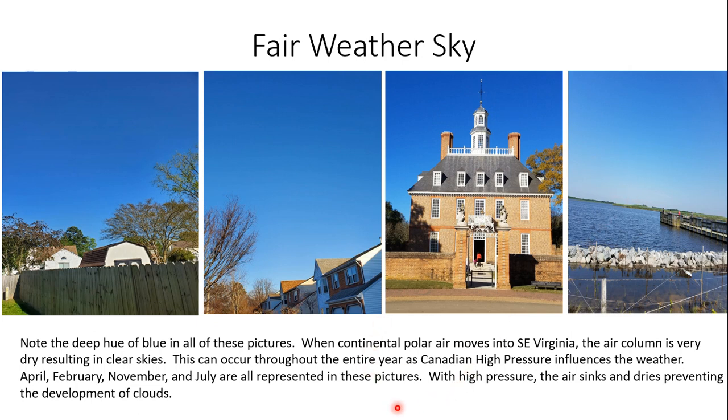So with high pressure in control, you get this kind of deeply blue sky. You're expecting there's going to be no precipitation. It's going to be nice weather. Usually associated with low humidity too, by the way.